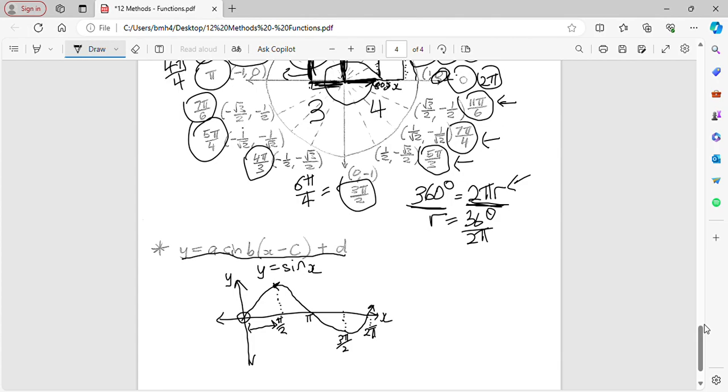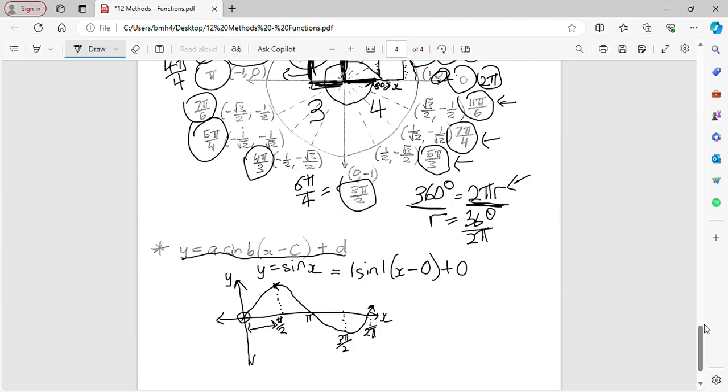So if we were to force it to be into that form above, that would be 1 sine 1 x minus 0 plus 0. So we say that A is equal to the amplitude. So the amplitude for this graph is 1 because A is equal to 1.